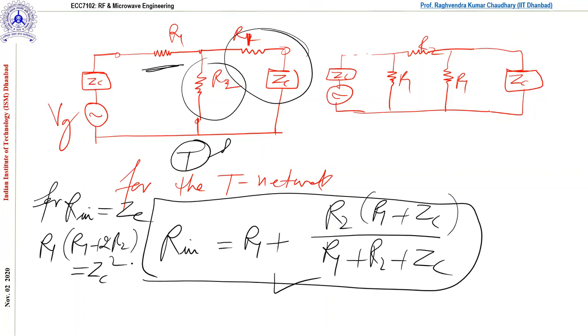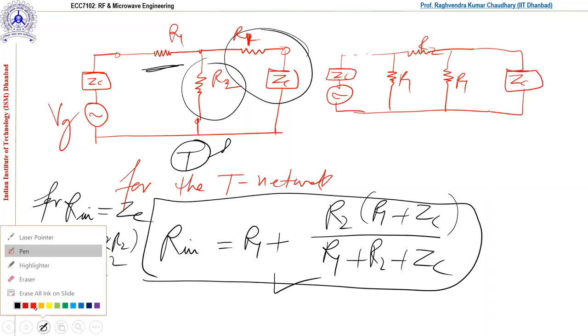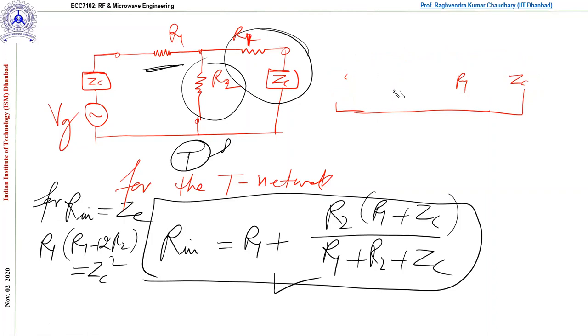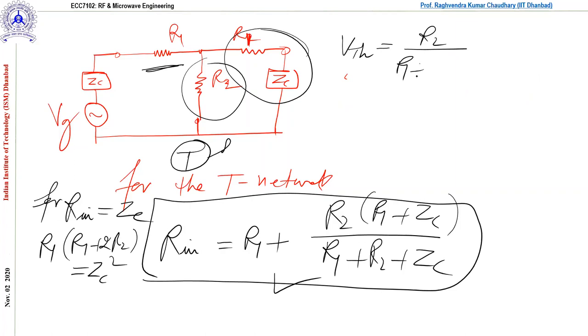This is one thing. Now finally, we can find the V Thevenin here. A little bit of circuit theory we need to involve. I'm doing it for the T network, and the pi network can be managed in the same way. Here, the V Thevenin is R2 over (R1 plus R2 plus ZC) times VG. This is the voltage across R2 when Rin is equal to ZC.